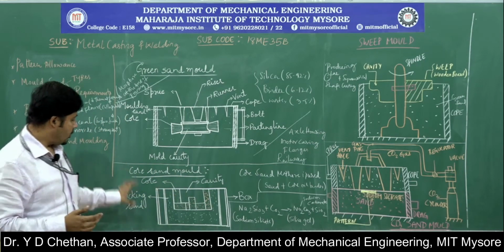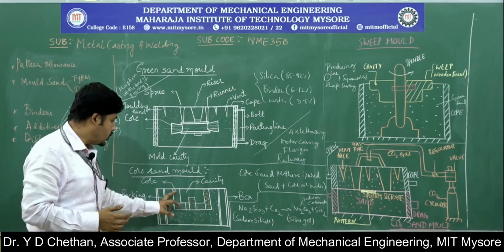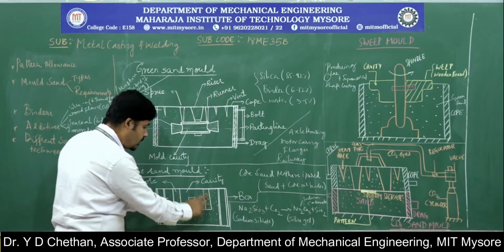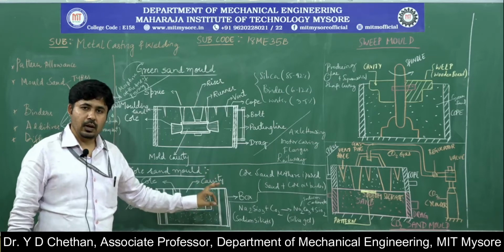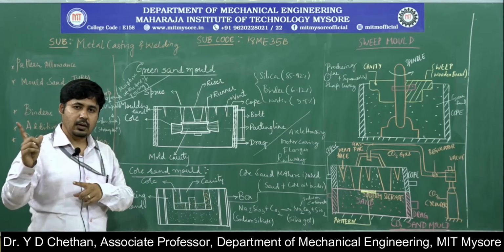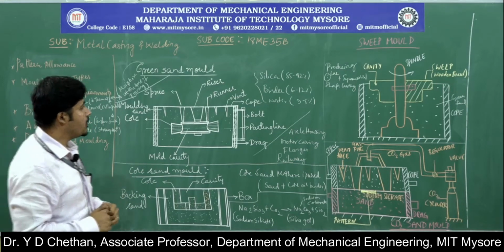This is all the backing sand, and this is the core. We have considered different cores and assembled them together to get the required shape, and finally that leads to the cavity. Into that cavity you can pour the hot metal, and after solidification you get the cast. That is about the core sand molding process.